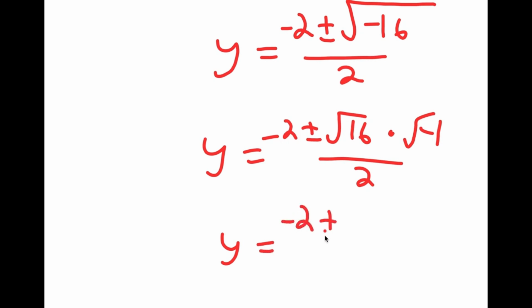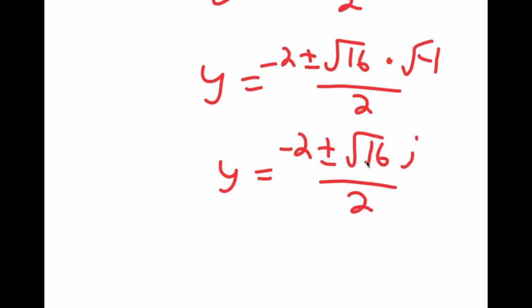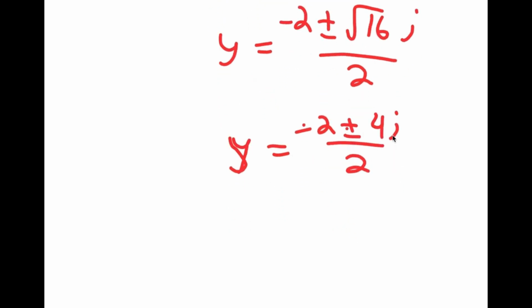And this is equal to negative 2 plus or minus the square root of 16 times i, because the square root of negative 1 is equal to i. And the square root of 16, that's equal to 4. So I get y is equal to negative 2 plus or minus 4i over 2. Now if I divide 2 into both these terms, I get y equals negative 1 plus or minus 2i.